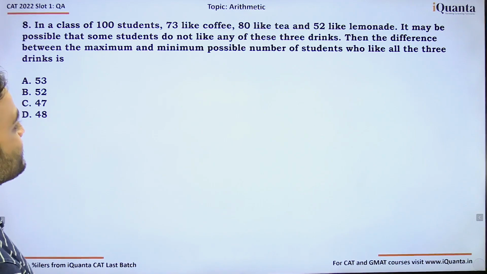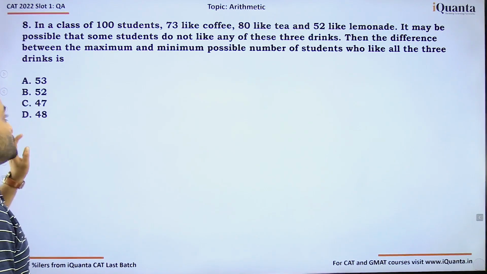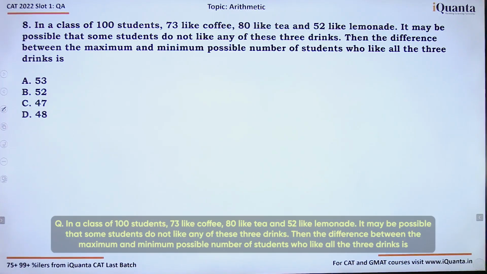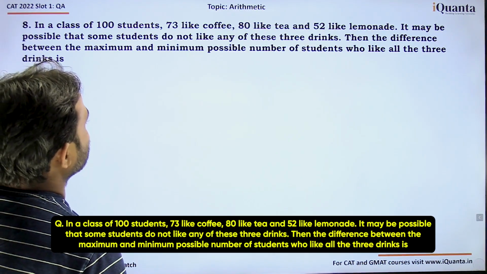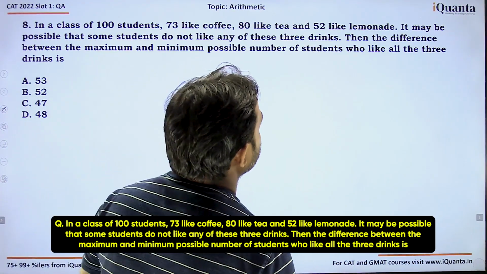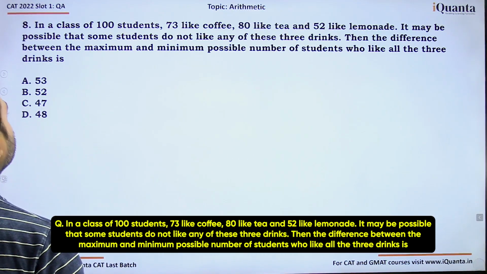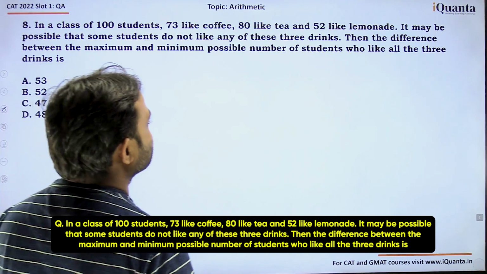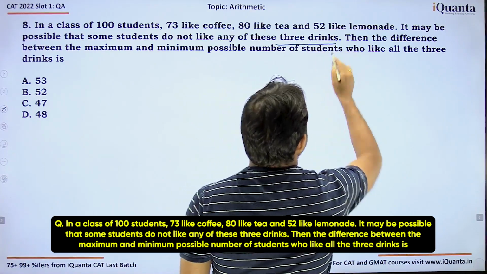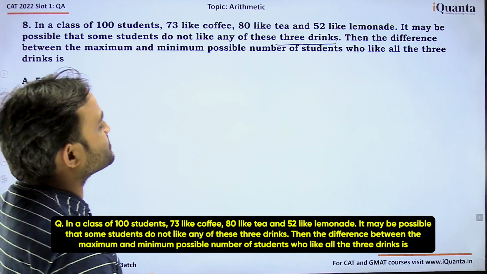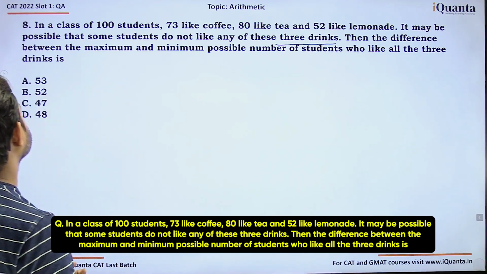Question number 8. It's a very, very beautiful question. It says in a class of 100 students, 73 like coffee, 80 like tea, and 53 like lemonade. It may be possible that some students do not like any of these three drinks. Then the difference between the maximum and minimum possible number of students who like all the three drinks is.